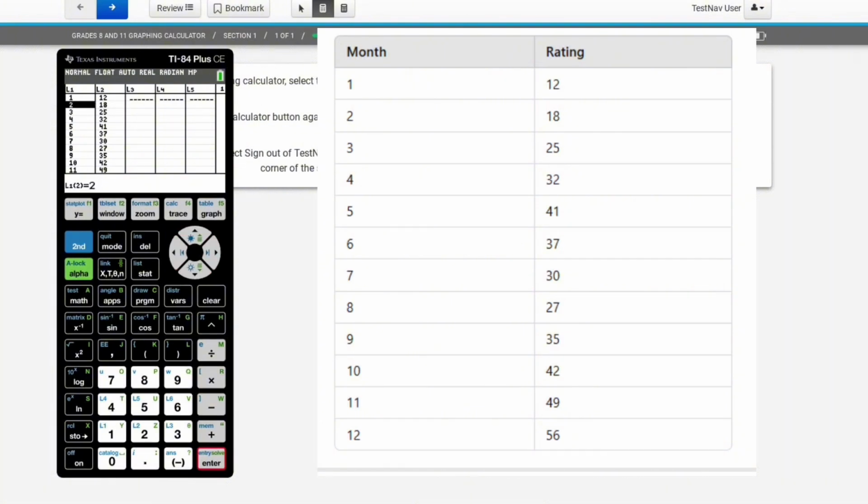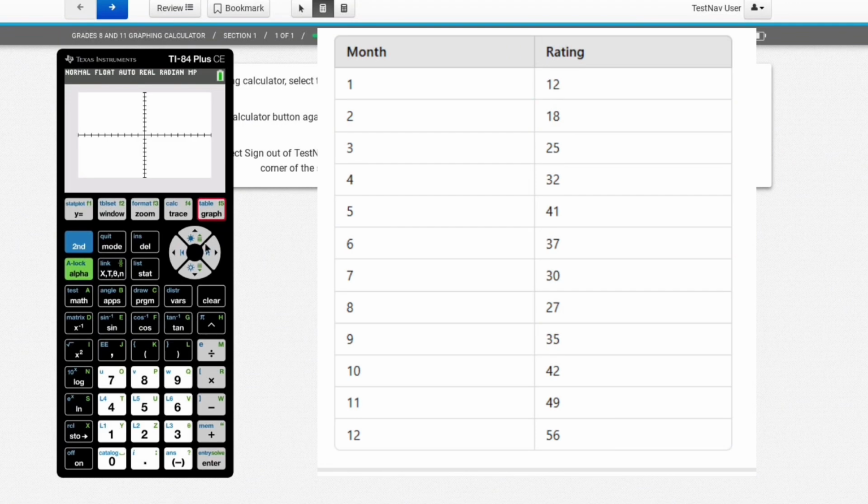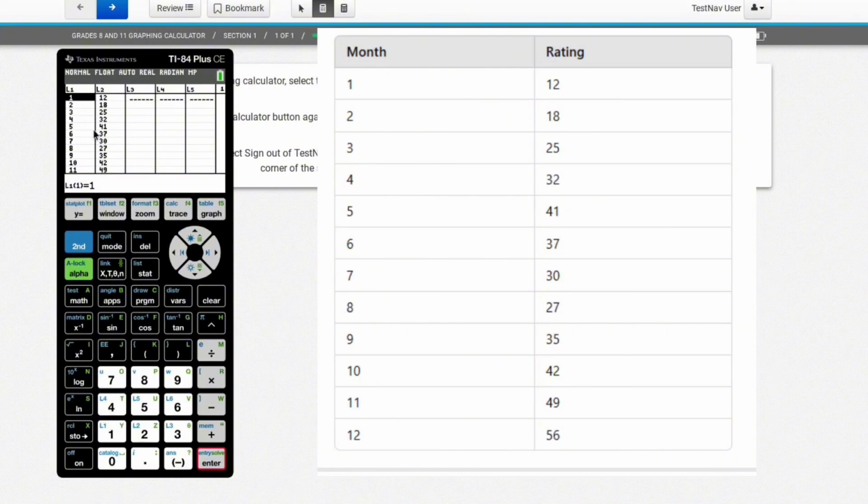Okay, right now I just have a bunch of dots. If I were to hit graph, nothing. So what I need to do is, while I'm in this section, not even while I'm in this section, we'll just make believe that never happened. Okay, this is what I have. In order for me to see the dots, I need to do a few things.